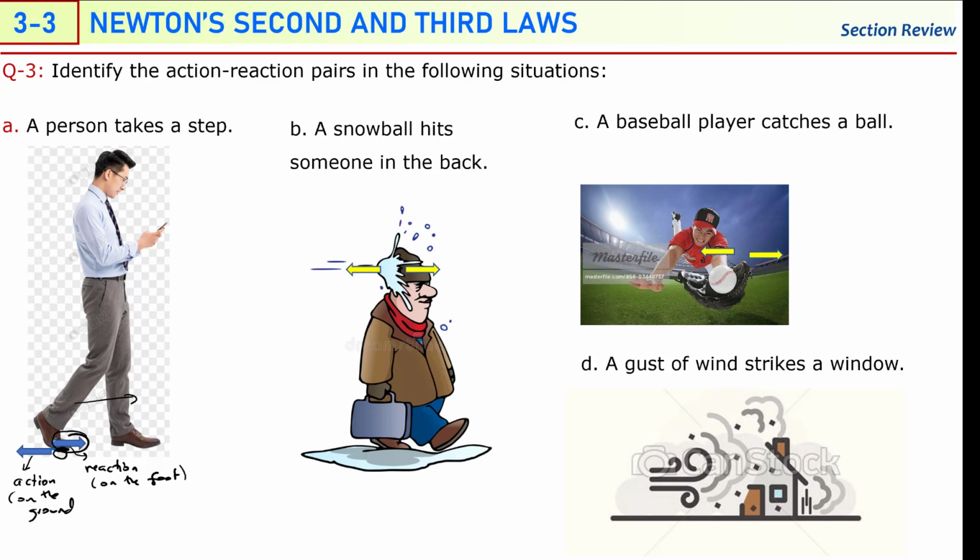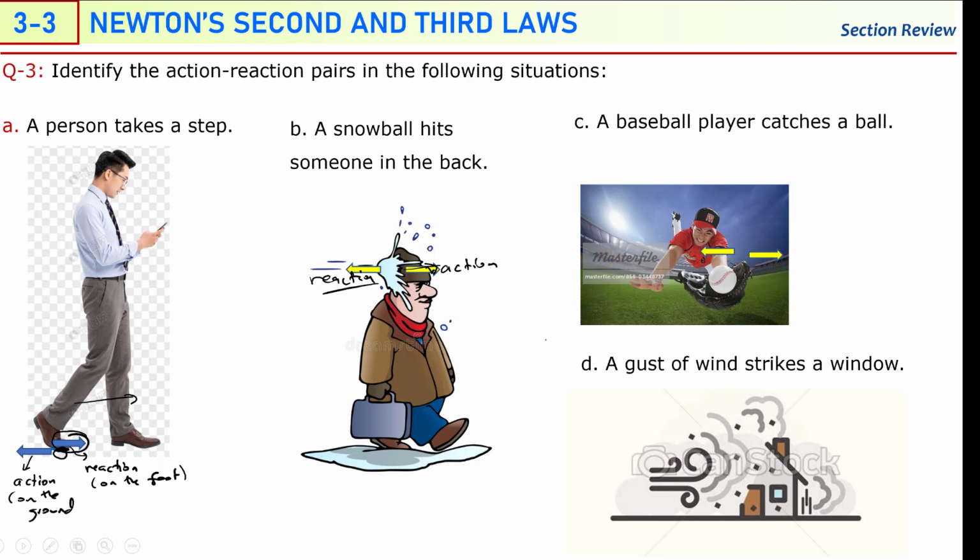Second one is a snowball hits someone in the back. In this case, the snowball will apply a force on your back. If this is the action on your body, the reaction must be on the snowball. The reaction force must be on the snowball. They must be equal in magnitude, opposite in direction, and acting on different objects.